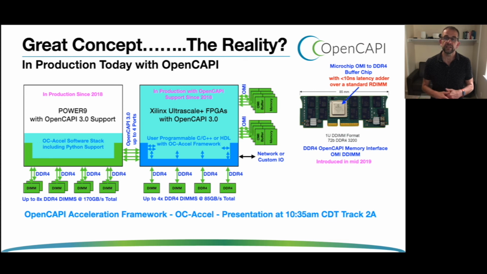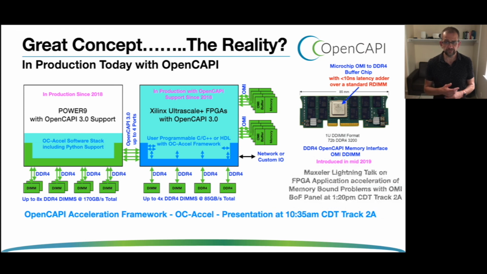And today we can actually connect these OMI DDIMMs into the FPGA fabric to really amplify the memory bandwidth of the FPGA fabric. And to that end, Oscar Menzer from Maxeller will be giving a lightning talk on FPGA application acceleration of memory bound problems with OMI. It's going to be at the Birds of a Feather panel session at 1:20 p.m. Central Time today on track 2A again.